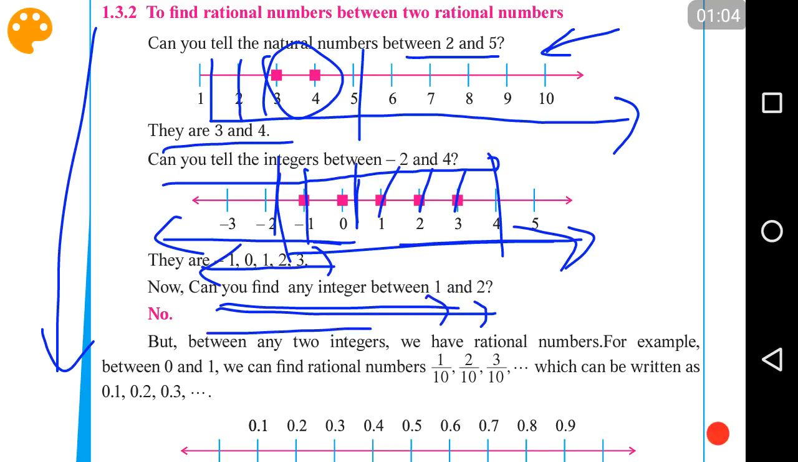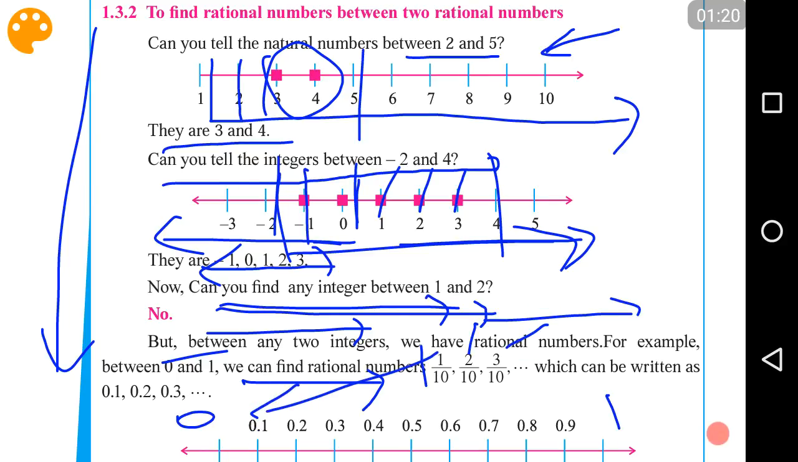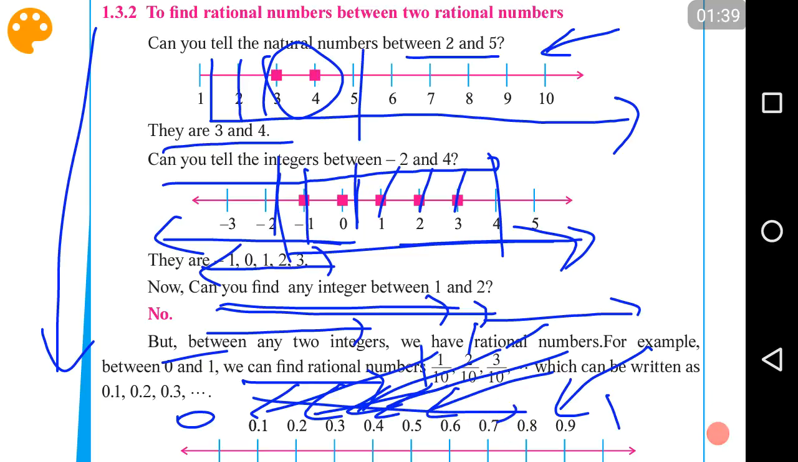But between any two integers, we have rational numbers. For example, between 0 and 1. Here we have 0, here we have 1. We can find rational numbers like 1 by 10, 2 by 10, 3 by 10. This 1 by 10 can be represented as 0.1, 2 by 10 as 0.2, 3 by 10 as 0.3, and like this we have 4 by 10, which is 0.4, 5 by 10 will be 0.5, and 9 by 10 will be 0.9. So we have this many rational numbers between 0 and 1.